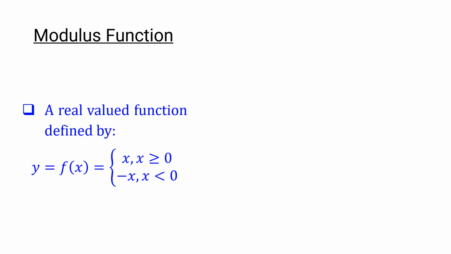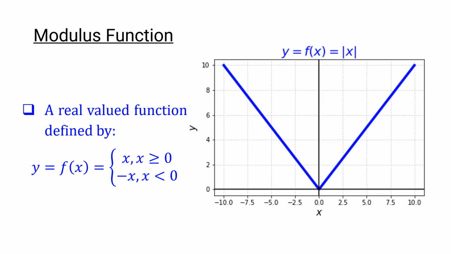The next common function is modulus function. A modulus function is a real valued function defined by y = f(x) equals x if x is greater than or equal to 0, and equals minus x if x is less than 0. Therefore, the domain of this function is all the real numbers and the range of this function is only positive real numbers. The graph of this function looks like this.